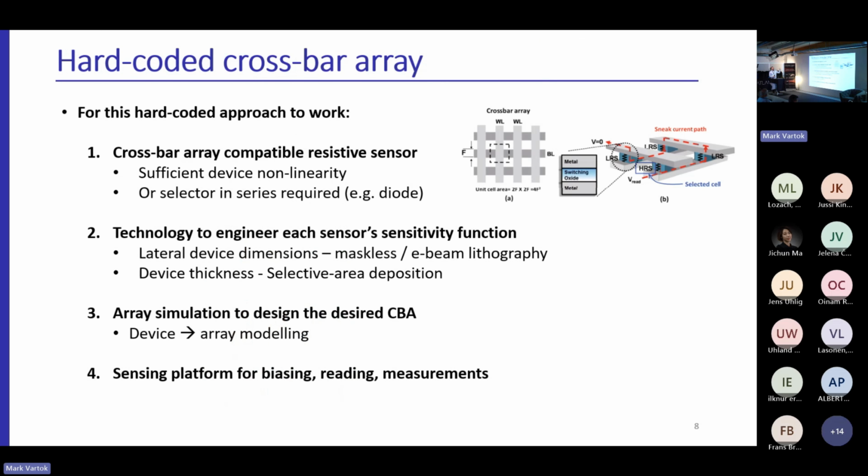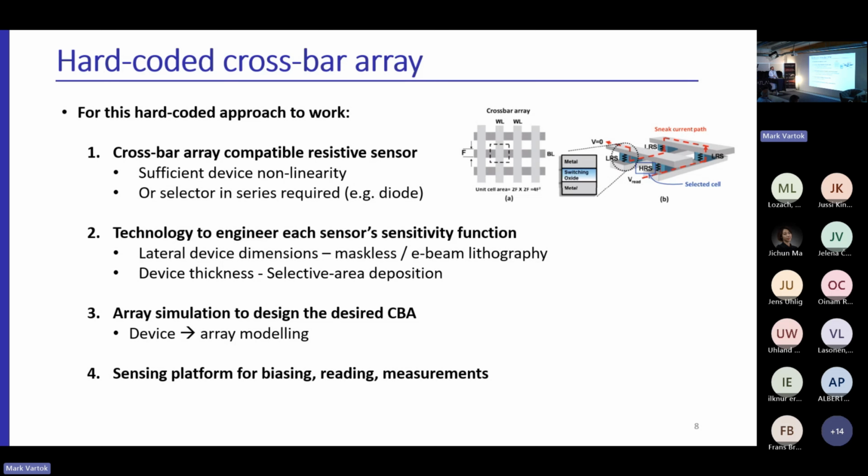And for making this, you need several different things. First, you need a sensor which is compatible with crossbar implementation. That means you need sufficient device nonlinearity, otherwise the current will just flow through the path of least resistance. That's not going to work. So your sensor is ideally a diode or some sort of highly nonlinear element. Then you need a technology to engineer the sensitivity function in hardware by either changing the lateral dimensions of the device, for example using maskless or e-beam lithography, or the device thickness, so meet DALP.